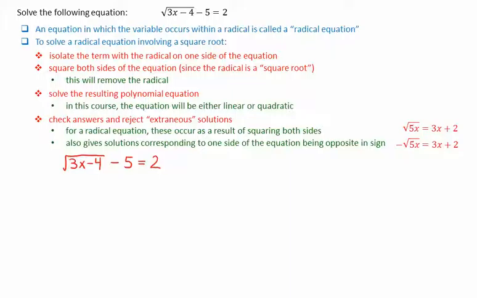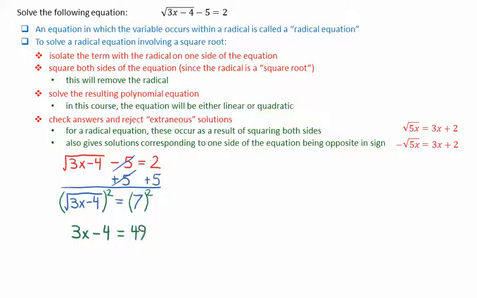For this example, the square root of 3x minus 4, minus 5, equals 2. We first must isolate the radical. To do that, we'll add 5 to both sides of the equation. We then have the square root of 3x minus 4 equals 7. Now that the radical is isolated, we can square both sides.